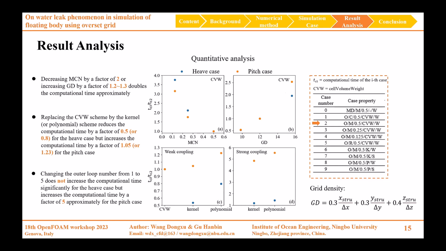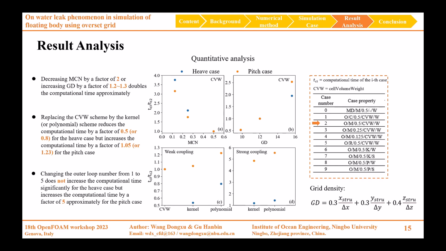Then comes a quantitative analysis of computational time. The figure displays the effect of the maximum prime number, grid density, and the interpolation scheme on the computation time. Here, the grid density is defined as the weighted cell number surrounding a floating box. And note that we have treated the computational time of case number 2 as the reference time.